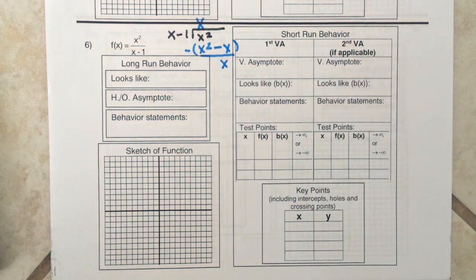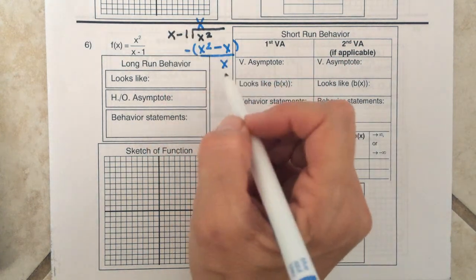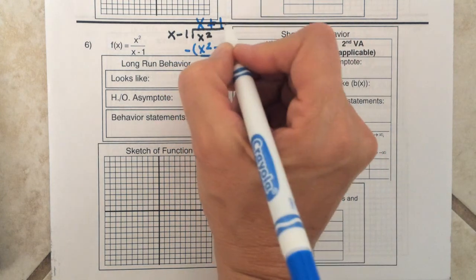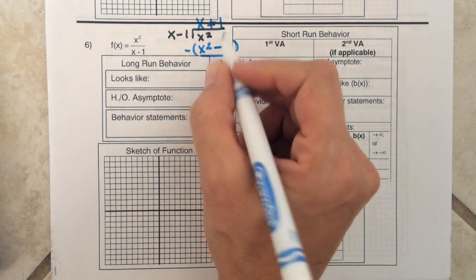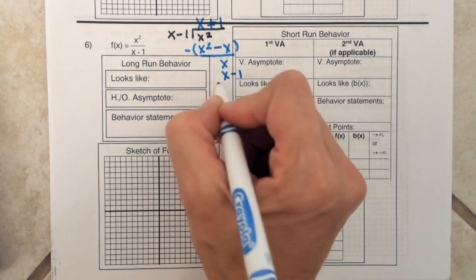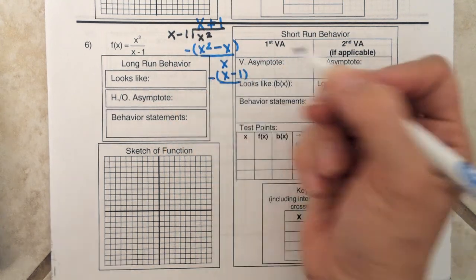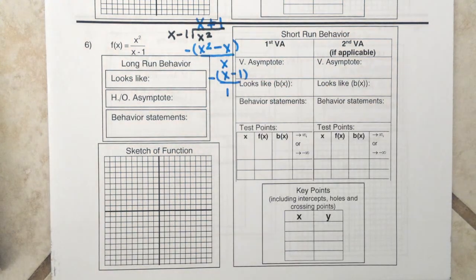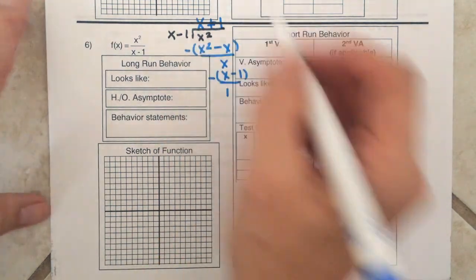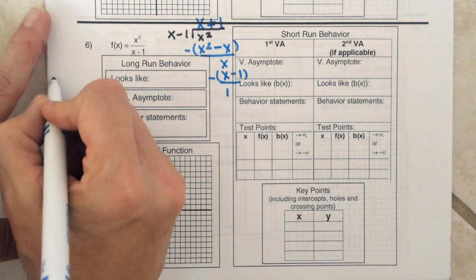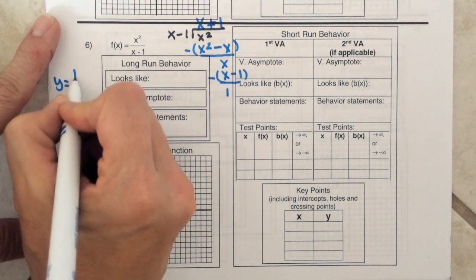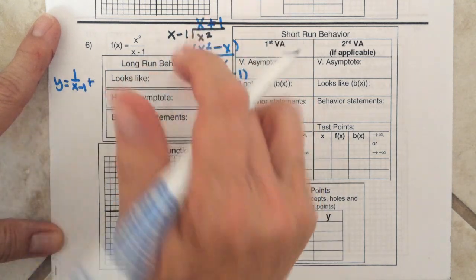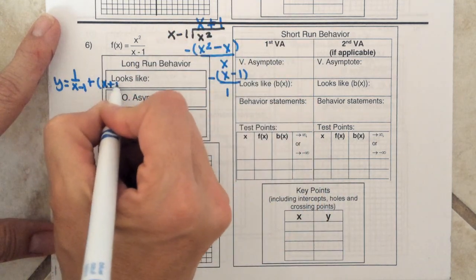Well, that means I can keep dividing. How many times will x go into x? It goes plus 1 times. Plus 1 times x is x, 1 times negative 1 is negative 1, and then I have to subtract. So my remainder ends up being a minus 1, which is a plus. Okay, so after doing all this division, we find out that we have y equals 1 over x minus 1 plus, and I have what's on top, x plus 1.